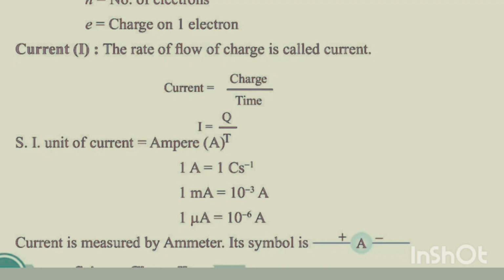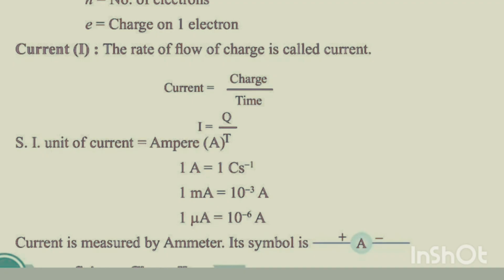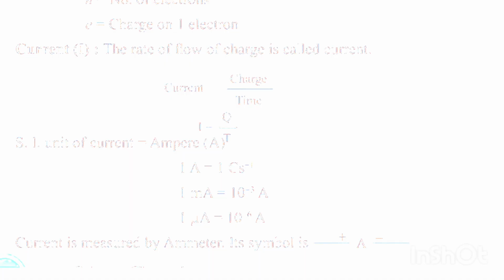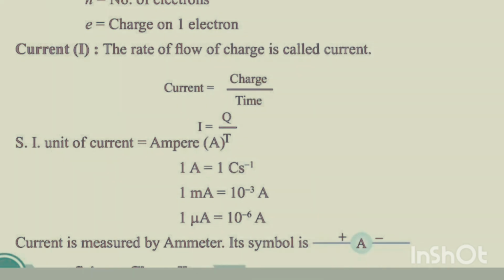Next is current. Current symbol is I. Current is nothing but the rate of flow of charge. What is the current formula? Current is equal to charge by time. Current symbol is I, charge symbol is Q, and time symbol is T. So the formula is I is equal to Q by T.